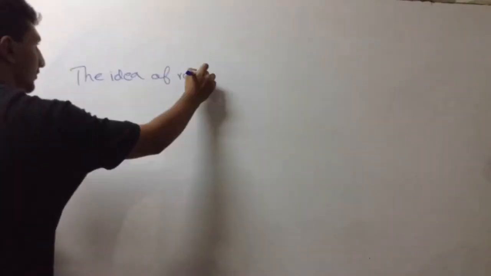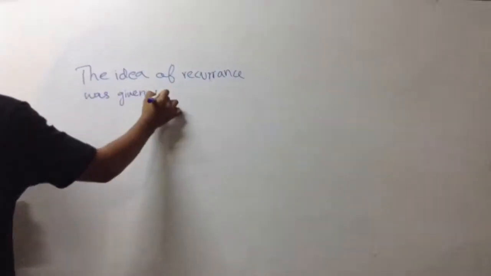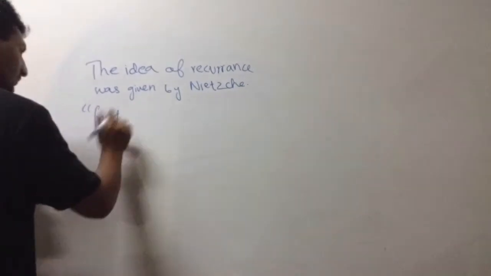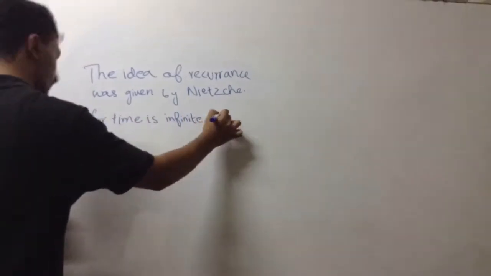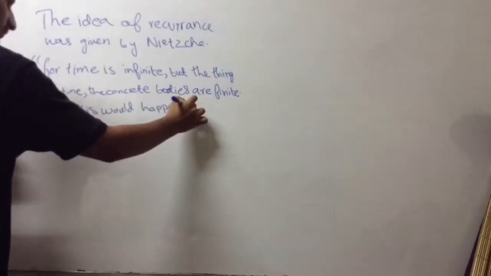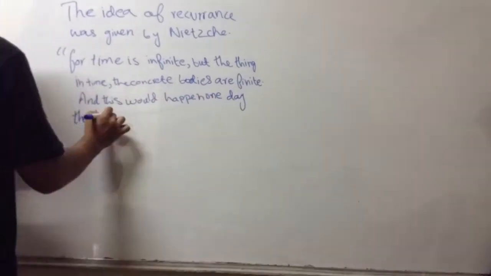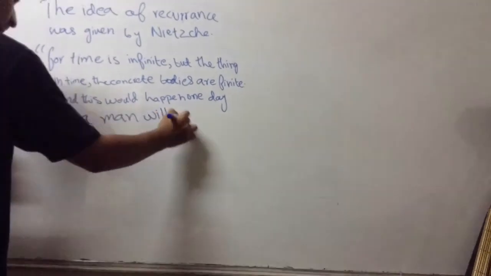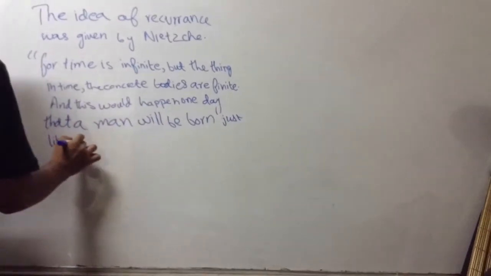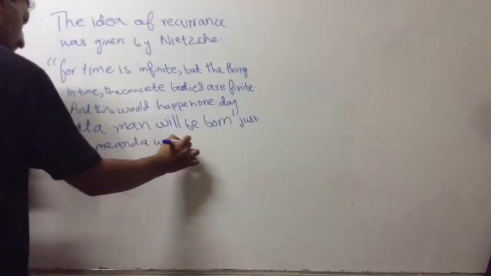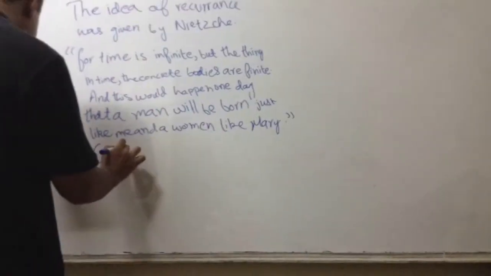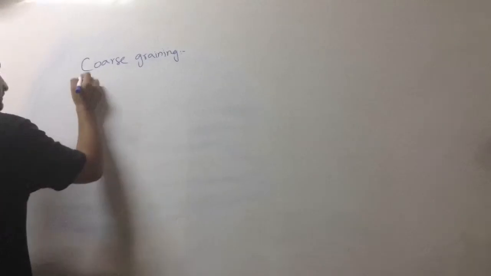The idea of recurrence was first given by Nietzsche, and the quote, "For this time is infinite, but the things in the time, the concrete bodies, are finite." And this would happen one day that a man will be born just like me, and a woman will be born just like Mary. This was given by Heinrich Heine, a famous writer.